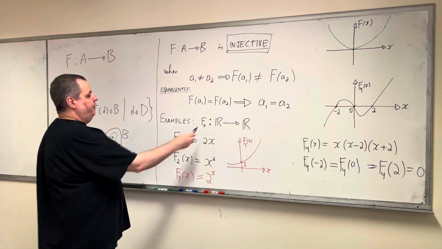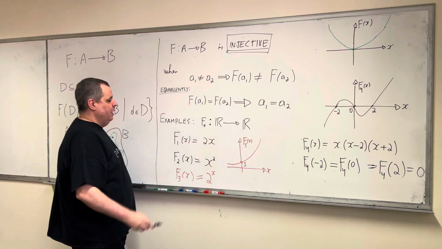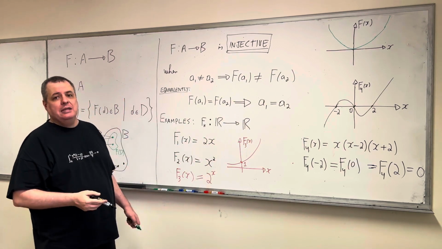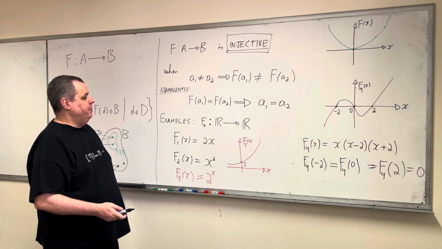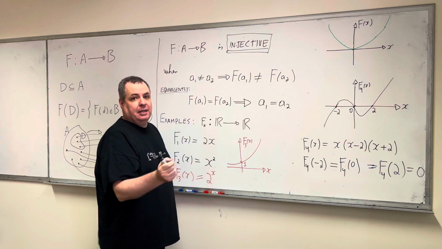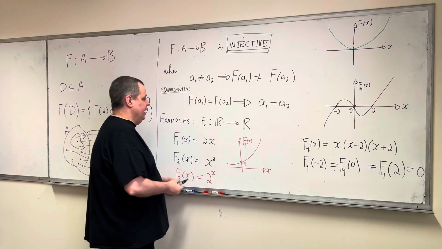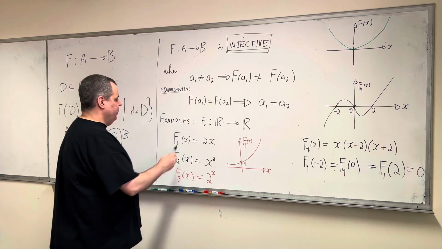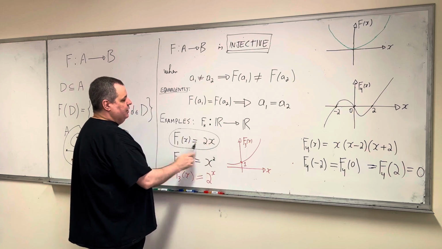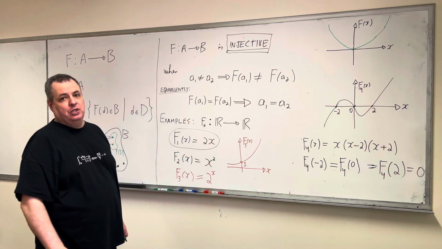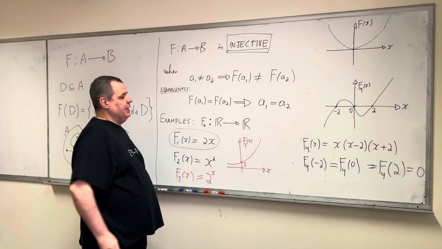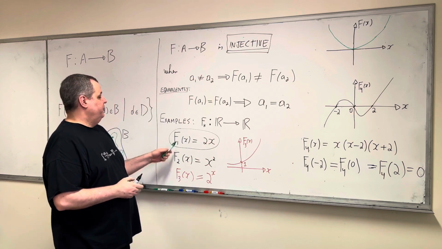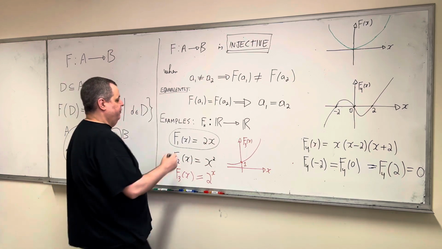Examples here. A bunch of functions from real numbers to real numbers. The first one is f of x is 2x. So the graph is a straight line. Every point that you have in your real number, we can get half of it. So each point of my codomain will be reached by some point of the domain. And different points of the domain will be mapped into different points of the codomain. So if x1 is different than x2, twice x1 is going to be different than twice x2. Therefore, this function is both injective and surjective.